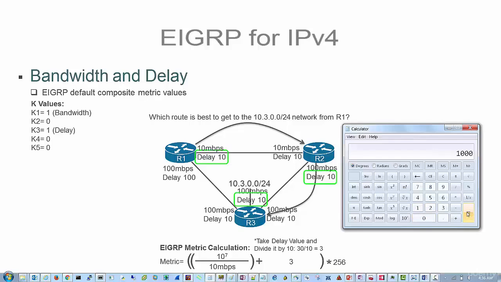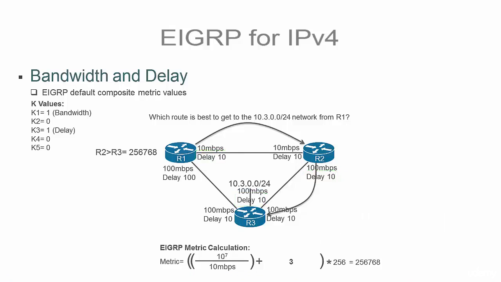That gives us 1,000. And then we're going to add our delay, which is 3 here, so plus 3 equals 1,003. And then finally, multiply that value by 256, which is going to equal 256,768. So there we go, we have our metric from R2 to R3.